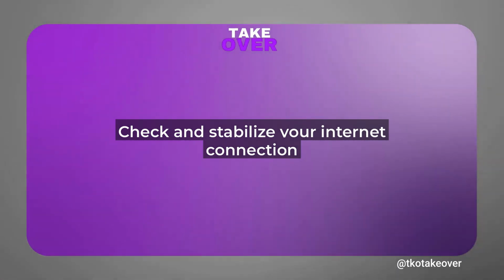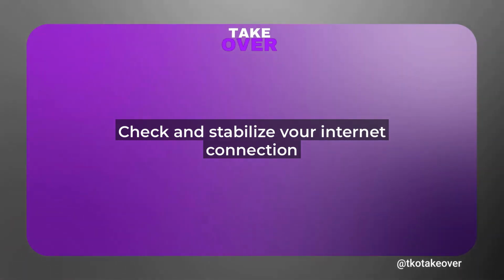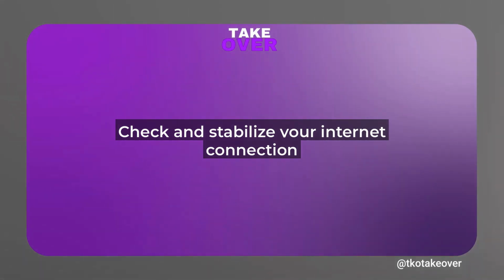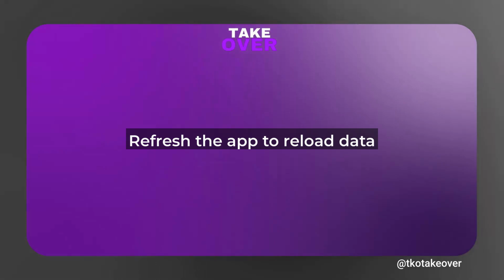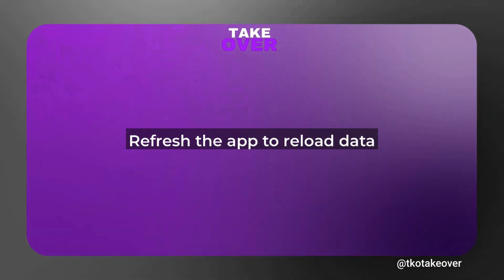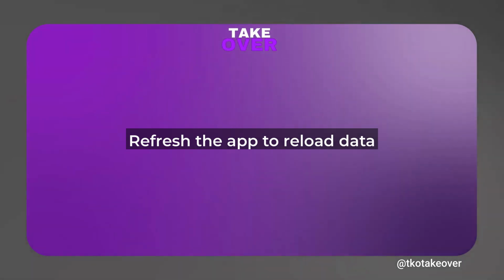Next, double-check your internet connection. Honeydue relies on a stable connection to sync data from your bank accounts. If your Wi-Fi is spotty or you're on mobile data with a weak signal, try switching networks or restarting your router. After that, give the app a quick refresh. Most apps have a pull-down refresh option. This can force it to reload the latest data.